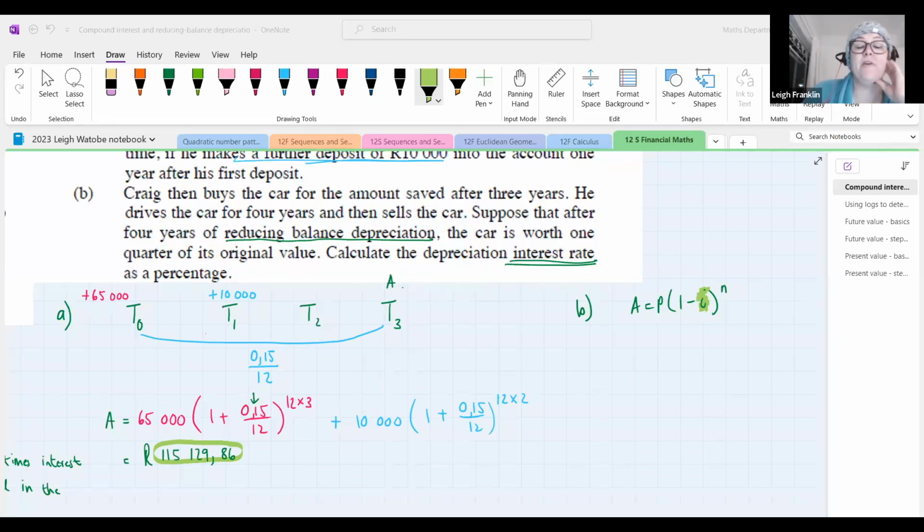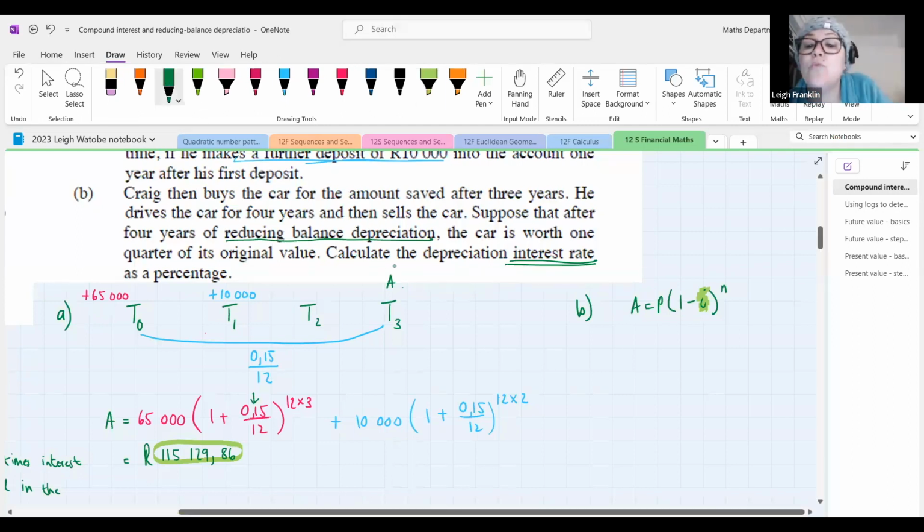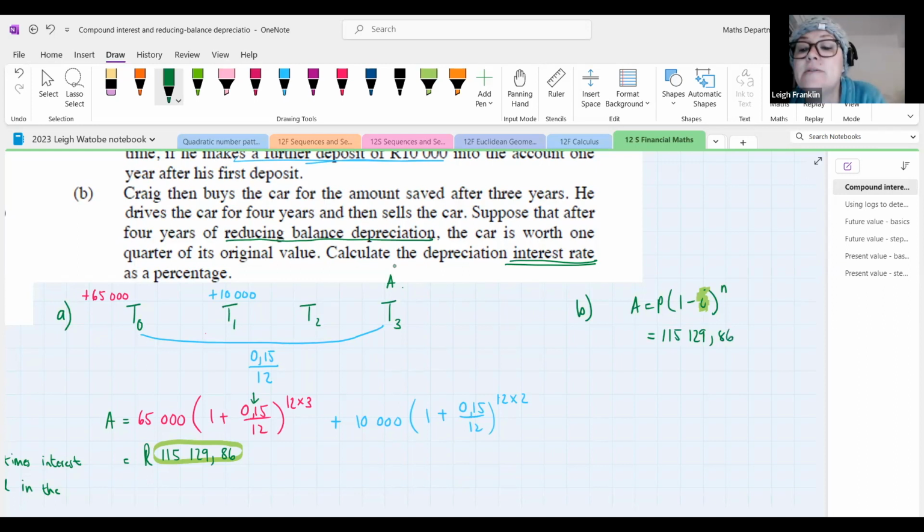So remember, be very careful with reducing balance depreciation. Okay, your A has to be smaller than your P. Good, well done. It is what the car was worth originally before it depreciated. Well done, Matrix. You guys are very, very smart. So P over here, we've got 115,129.86. We've got 1 minus i. So now we need the A value.